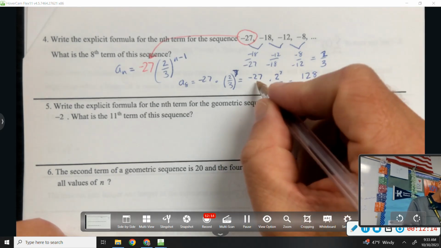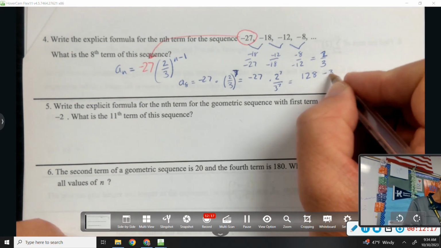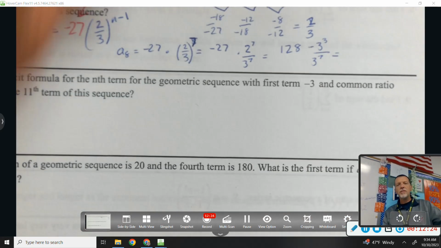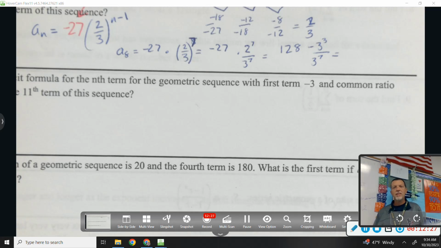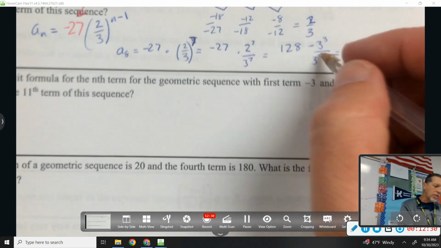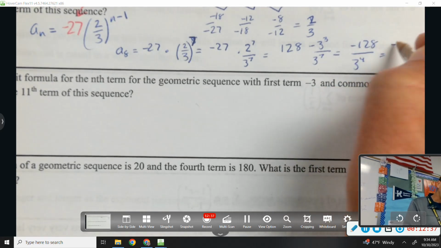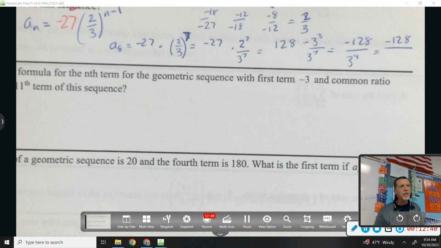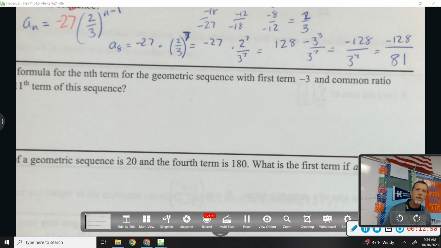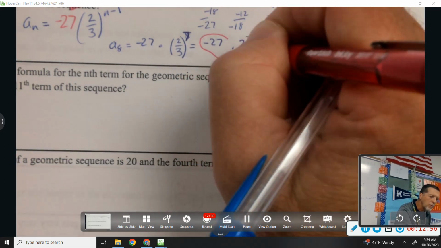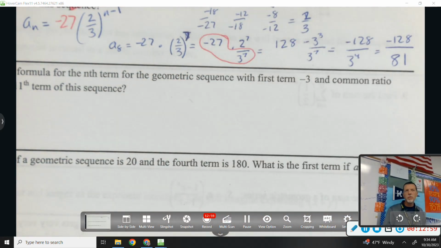27. Wait a minute, that's a power of 3. So I can kind of simplify my life here, rather than figuring out what 3 to the 7th is, which I don't really want to do. I can look at 3 cubed over 3 to the 7th, and that would make 3 to the 4th in the bottom. And that's a whole lot easier than 3 to the 7th. 3 times 3 is 9, times 3 is 27, times 3 is 81. So that was kind of a pain, but it had a little bit of a trick built in there, if you recognize that 27 is 3 cubed.